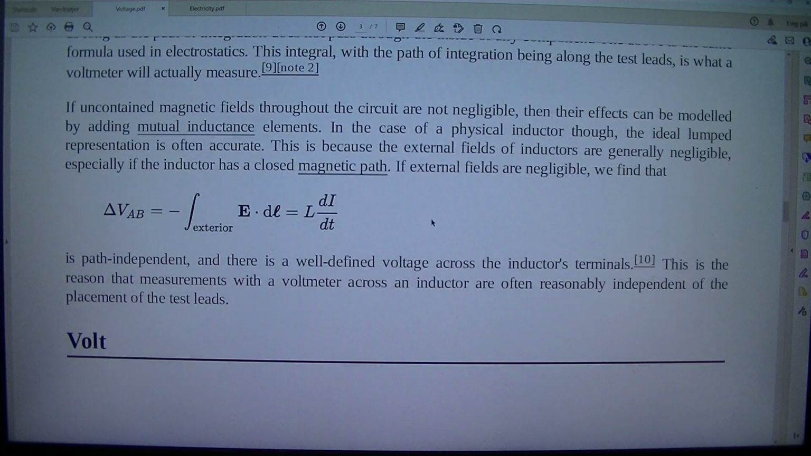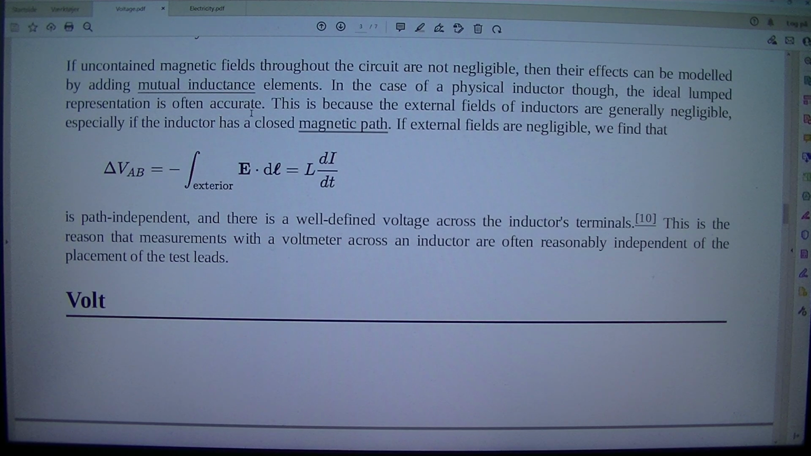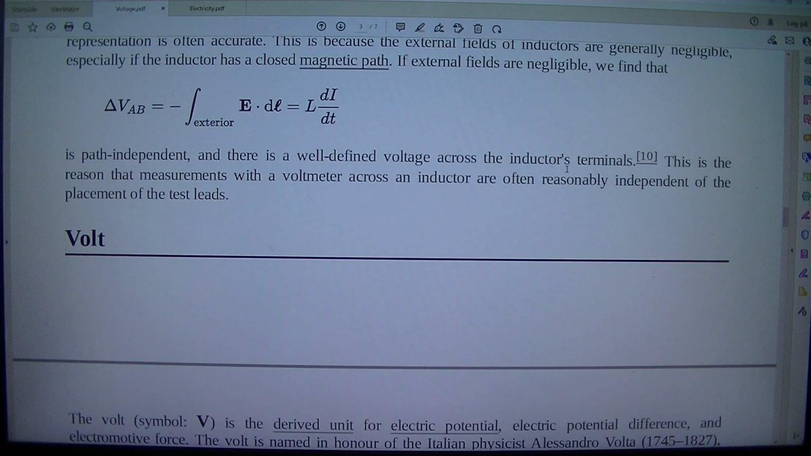If uncontained magnetic fields throughout the circuit are not negligible, then their effects can be modeled by adding mutual inductance elements. In the case of a physical inductor though, the ideal lumped representation is often accurate. This is because the external fields of inductors are generally negligible, especially if the inductor has a closed magnetic path. If external fields are negligible, we find that the integral is path independent, and there is a well-defined voltage across the inductor's terminals. This is the reason that measurements with a voltmeter across an inductor are often reasonably independent of the placement of the test leads.